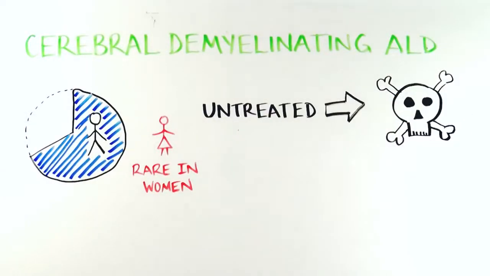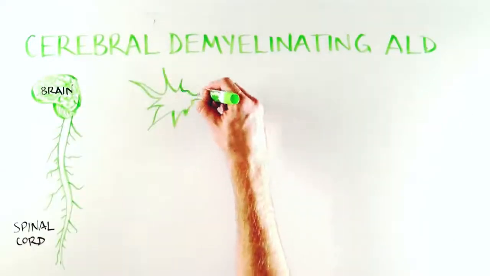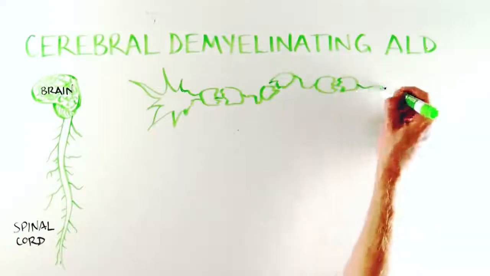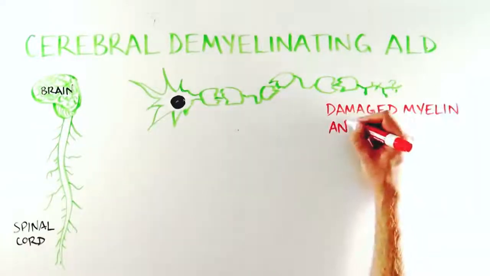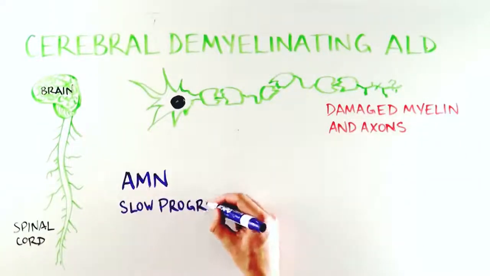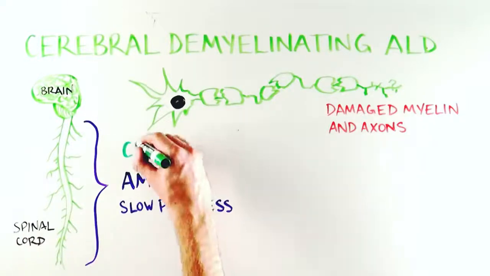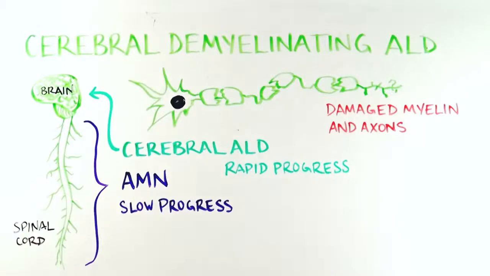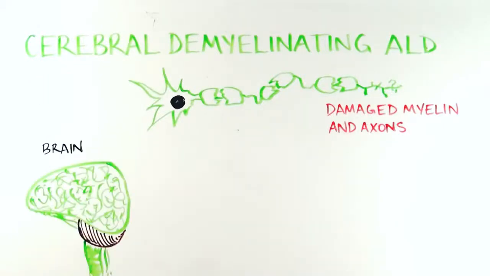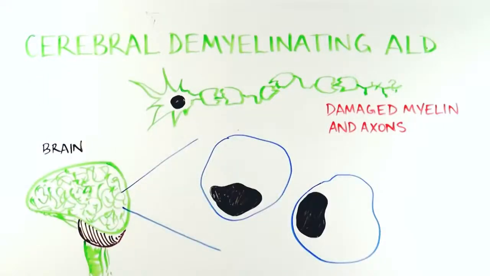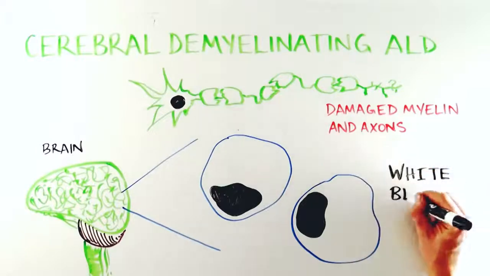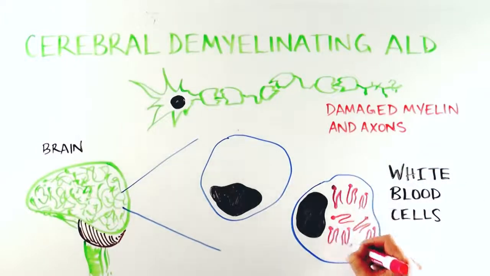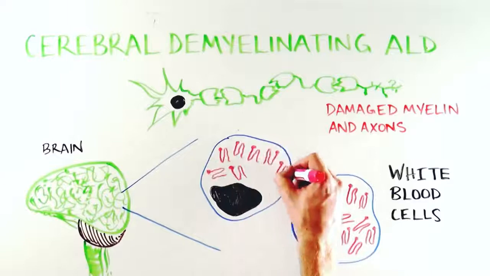The biology underlying cerebral ALD is similar to AMN in that it damages myelin and axons. However, whereas AMN progresses slowly and affects the spinal cord and nerves, cerebral ALD progresses much more rapidly and affects the brain. The damage to axons in cerebral ALD appears to originate with dysfunction of the white blood cells in the brain, which become injured when VLCFAs accumulate in ALD.